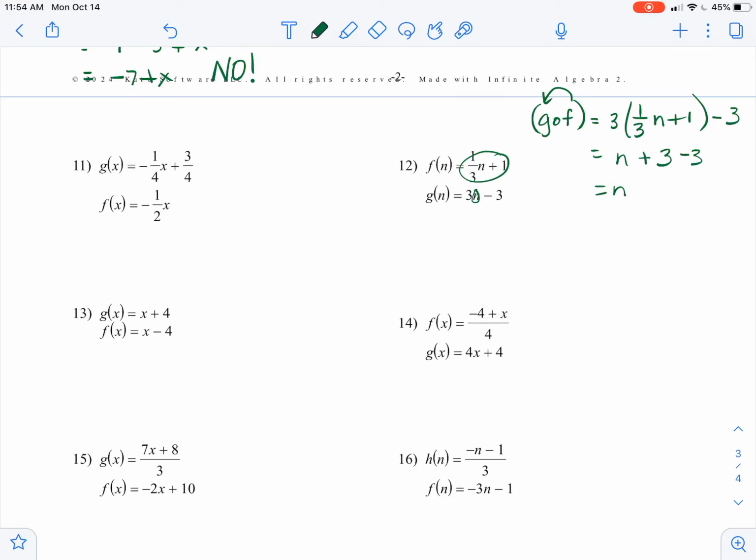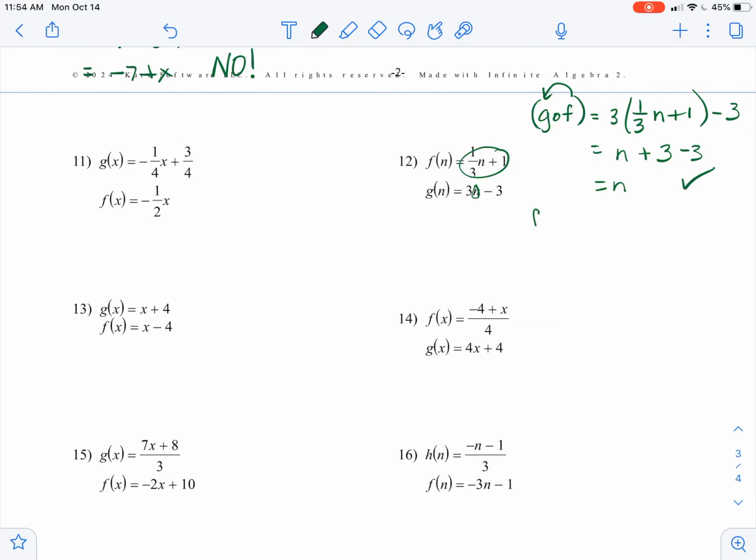And this is equal to n. So far it looks like they are inverses. Now I said it equals x. In this case, our x's are n. So now I'm going to do it the other way. And I'm going to put the g into the f.